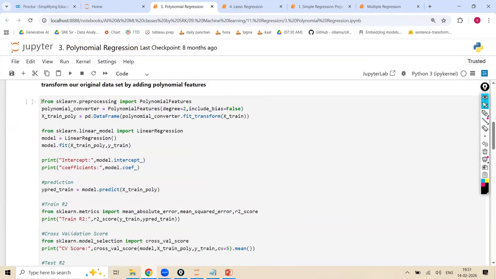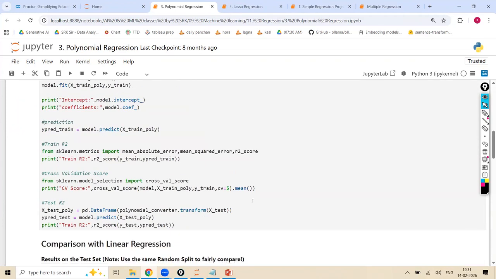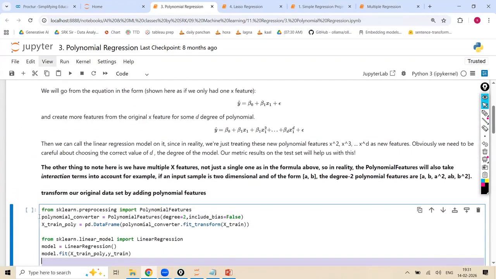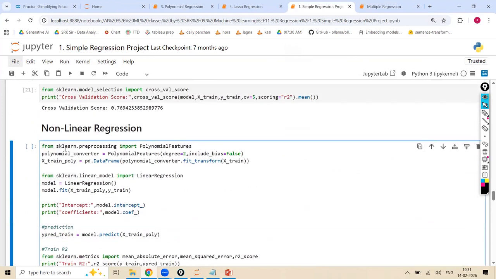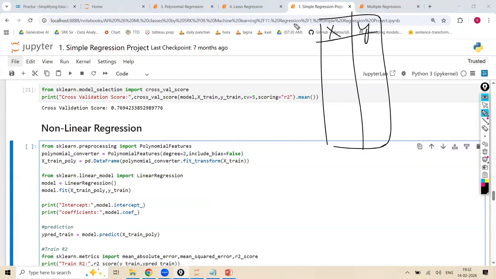Now within the polynomial regression, first from sklearn.preprocessing, import PolynomialFeatures. And in the PolynomialFeatures, I'm going to write degree of 2. What is meant by degree of 2? So we have x and y. Only x and y is there. Now I'm going to get a new column called x square. 2 columns you are going to have.